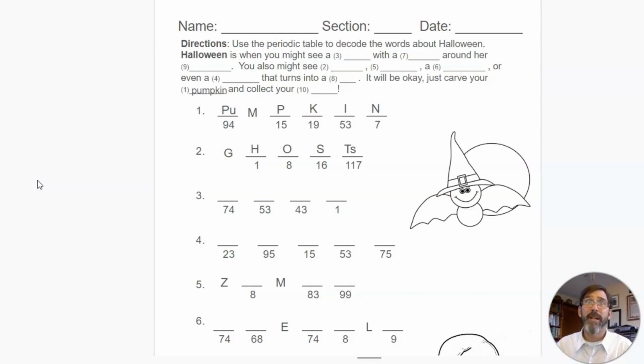And you've just created or decoded your second word, which would be ghosts. Don't forget, go up to the top and fill in the word ghosts for number 2. Ghosts.